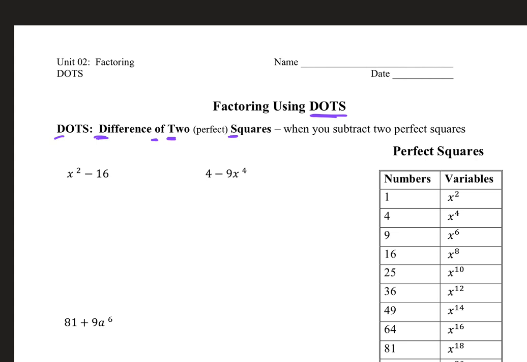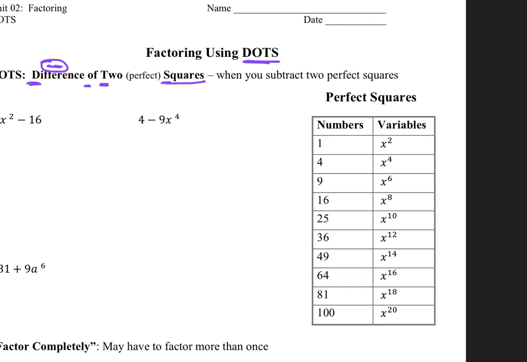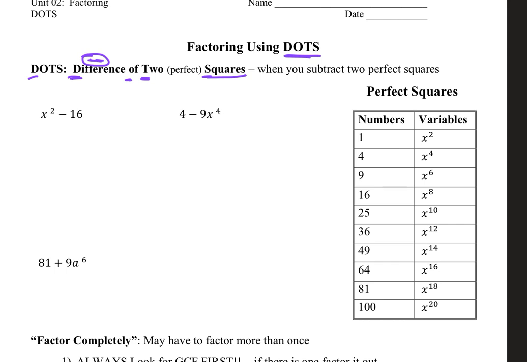The things you have to realize are: difference means a minus sign, two means it's going to be a binomial, and squares, what is a perfect square? Well, all perfect squares are what you get when you multiply a number, or a term, times itself.